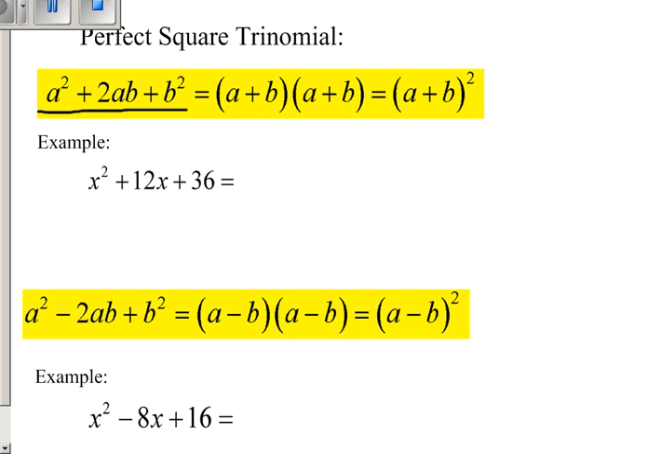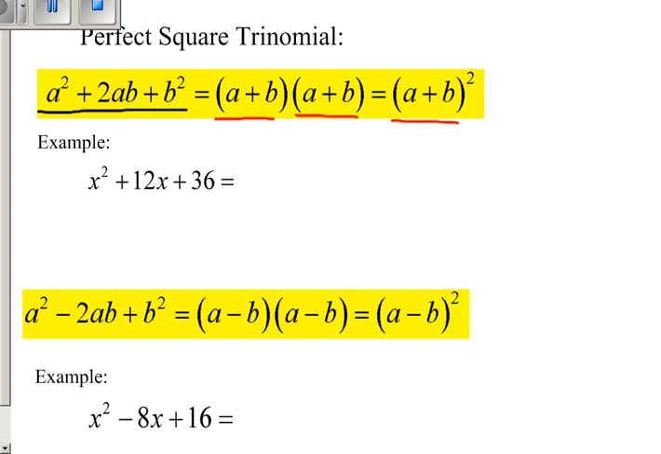Notice I have a perfect square in front, and a perfect square at the end. In the middle is 2 times the first term times the second term. If it matches this pattern, my answer can then be a plus b times a plus b, or a plus b quantity squared, which is what we really want as our final answer: a plus b quantity squared.